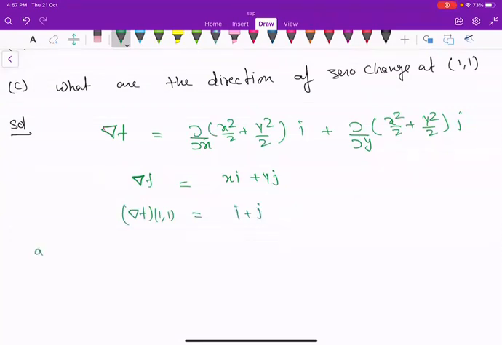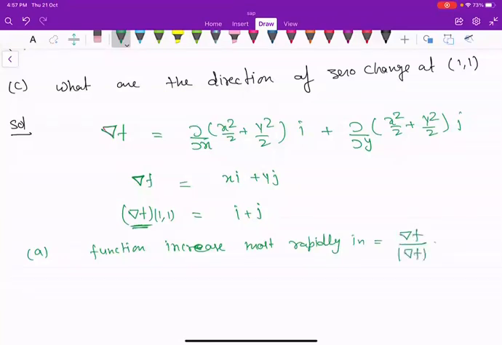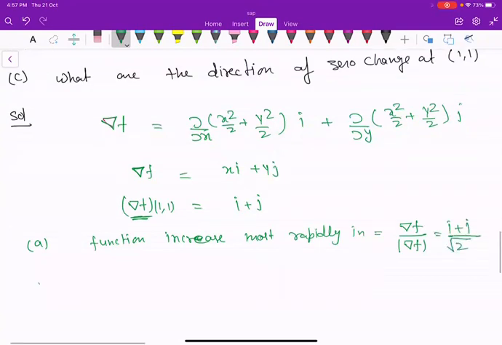So for part A, the function increases most rapidly in the direction of del f, and whenever it is asked to find in which direction, we have to compute the unit vector in that direction. So del f upon mod of del f. Okay, so i plus j upon the modulus, which is root 2. B part, the function decreases most rapidly in which direction?